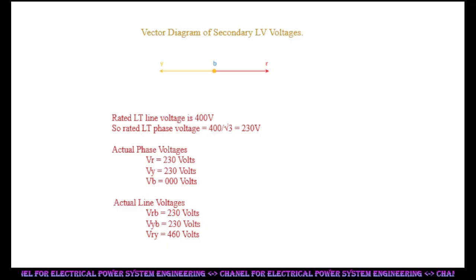Actual phase voltages: VR is equal to 230 volts, VY is equal to 230 volts, VB is equal to 0 volts. Actual line voltages: VRB is equal to 230 volts, VYB is equal to 230 volts, VRY is equal to 460 volts.